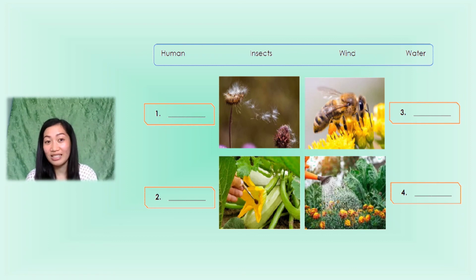And for your worksheet, I want you to prepare your ball pens and your notebook. So this is 10 items. We have here a picture. This is the factors that cause pollination. All you have to do is choose the correct word in the word bank, and then you may write your answer on the space provided. So for number 1, number 2, 3, and number 4, we have human, we have insects, we have wind, and we have water.